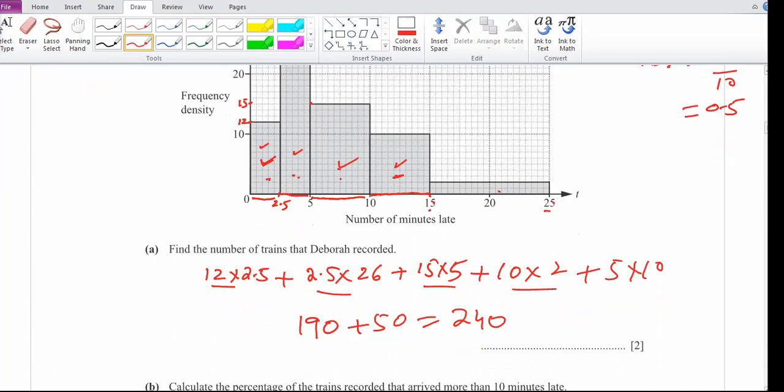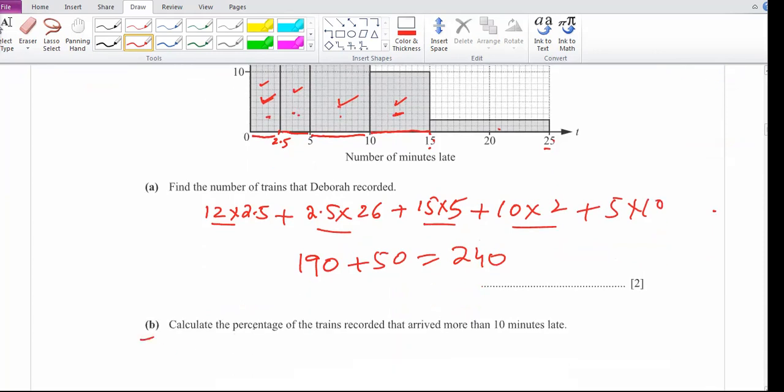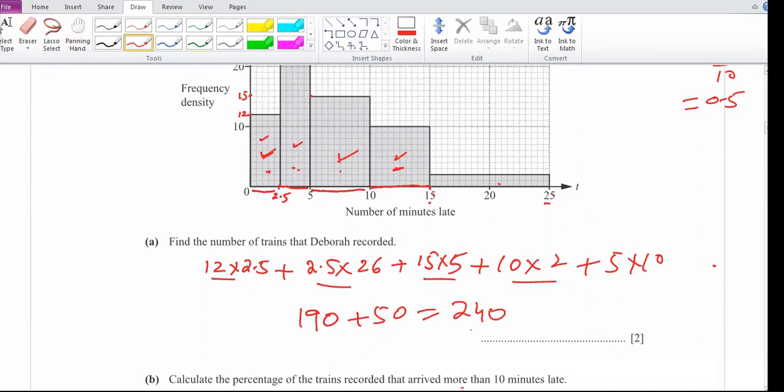Okay. Yes, sir. All right, now next is part B. Calculate the percentage of trains recorded that arrived more than 10 minutes late. Now the total number of trains is 240. How many trains are late more than 10 minutes? More than 10 minutes late are here and here.